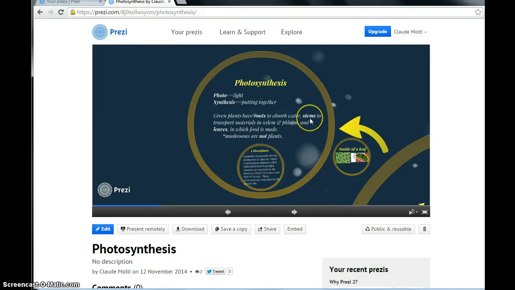vessels, like veins, capillaries, and arteries. Plants have them too, but they're called xylem and phloem. Xylem transport water and minerals upward, while phloem, which sounds like food, transports food downward from where it's made in the leaf to the roots where it needs to be stored.